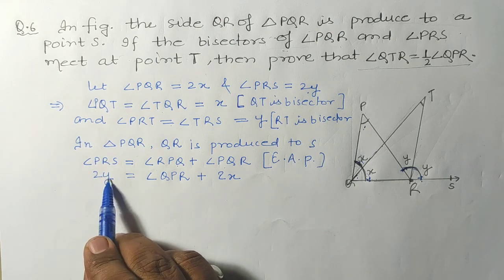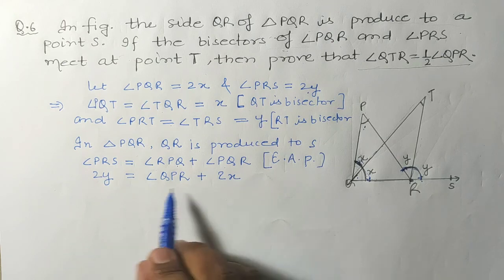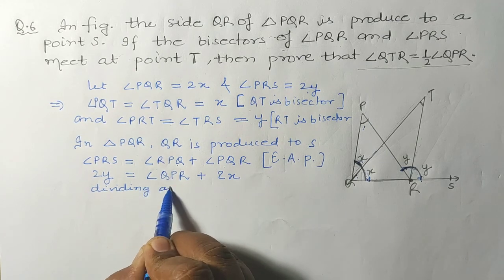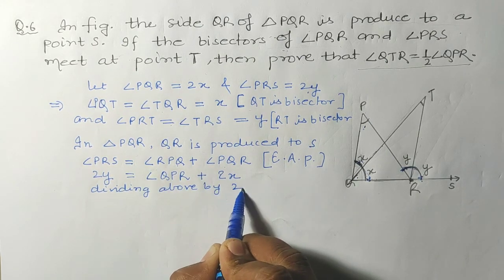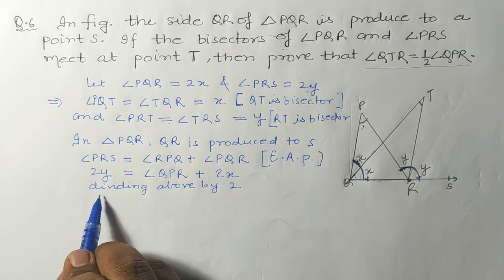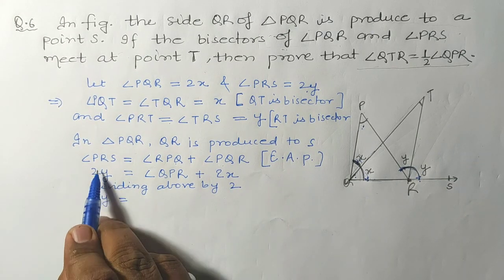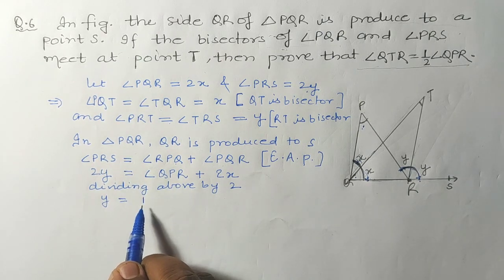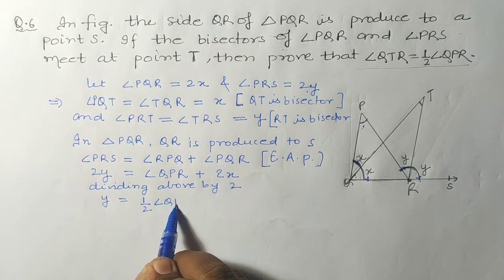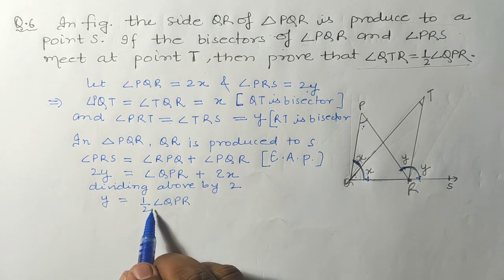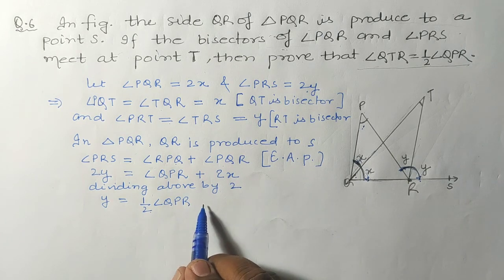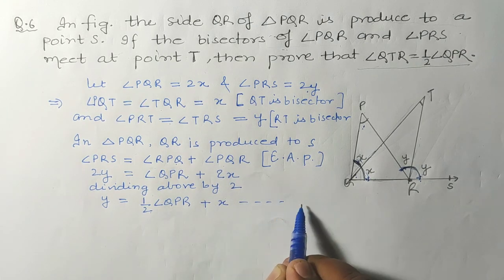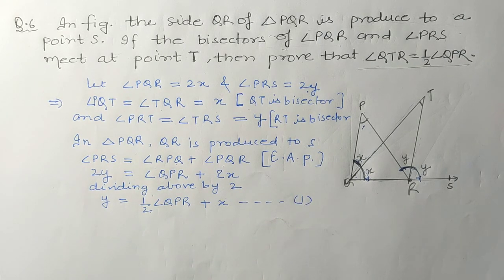If we want to find the value of y, then we have to divide the whole equation above by 2. So what will we get from here? y is equal to 2 by 2, it will be cancelled out. If we divide QPR by 2, it will be half of angle QPR, that is 1 by 2 into QPR, and if 2x is divided by 2, the 2 will be cancelled out, only x will be there. Suppose it is equation number 1.